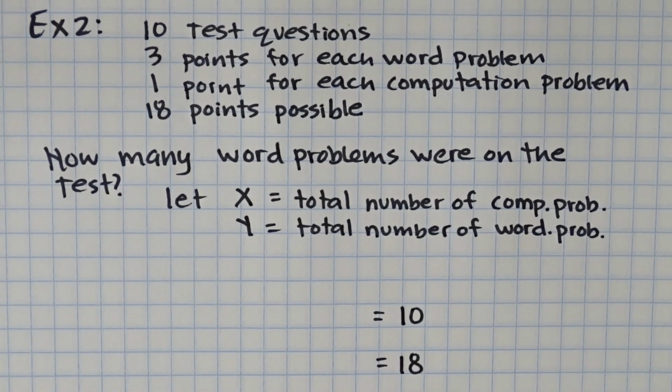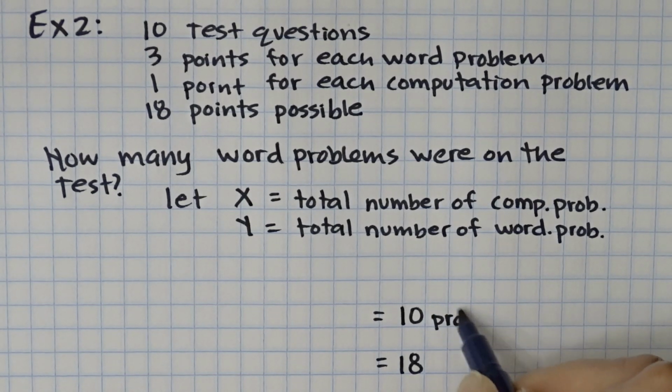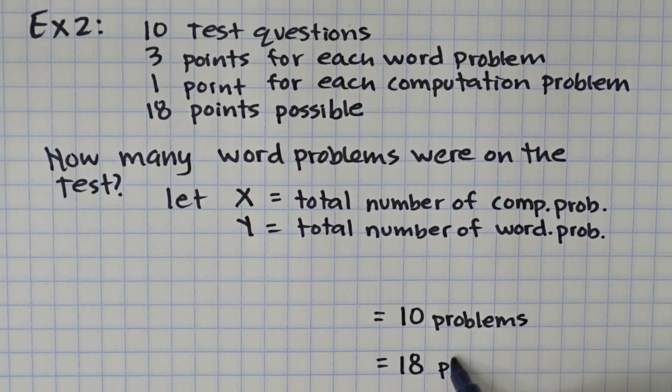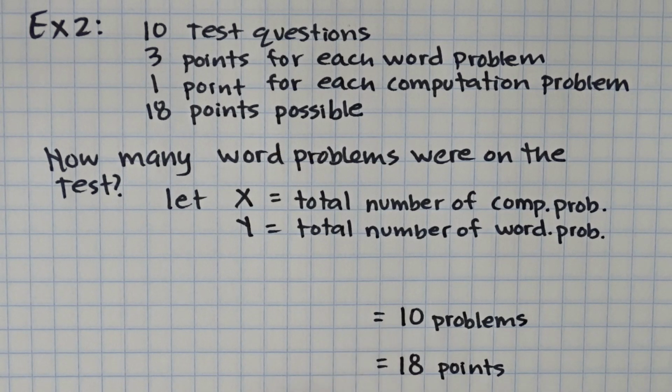Something's adding up to 10, something's adding up to 18. For 10, I'm going to write on the side 10 problems. And for 18, that stands for 18 total points. All right, so we're going to start to compile what we are adding that gives us 10 problems. Our word problems and our computation problems all together makes 10 problems.